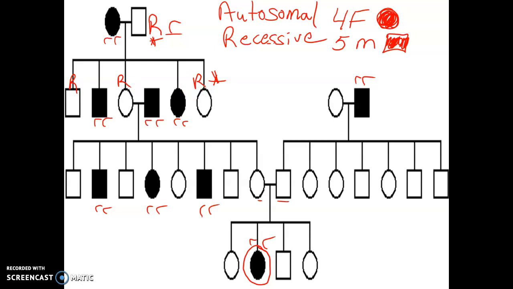If I go down to this horizontal line, I have 3 individuals, 1, 2, 3, who are all normal, so they have at least one big R. Mom is going to give the recessive allele to all of them, so I do know for a fact that all of them are heterozygous.